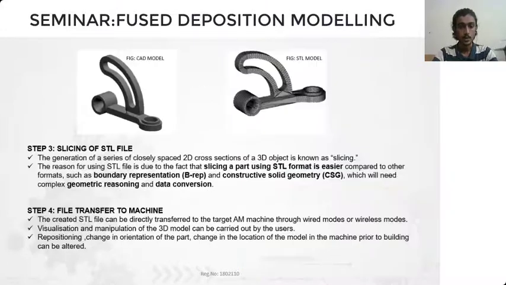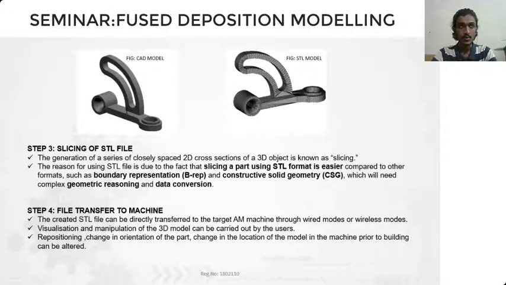Then the slicing operation. Slicing mainly converts the three-dimensional object into closely spaced two-dimensional cross sections. The conversion to .stl format is used mainly because it does not require much data conversion and much geometric reasoning compared to other formats such as boundary representation or constructive solid geometry.